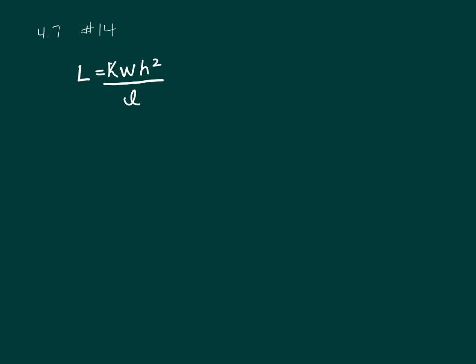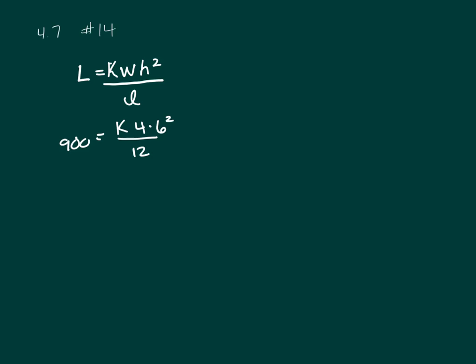So a beam 12 inches long, well that's length. A beam 12 inches long with a width of 4 and a height of 6, and put your K there, has a load of 900 pounds. So you see how I can find the value of K now?